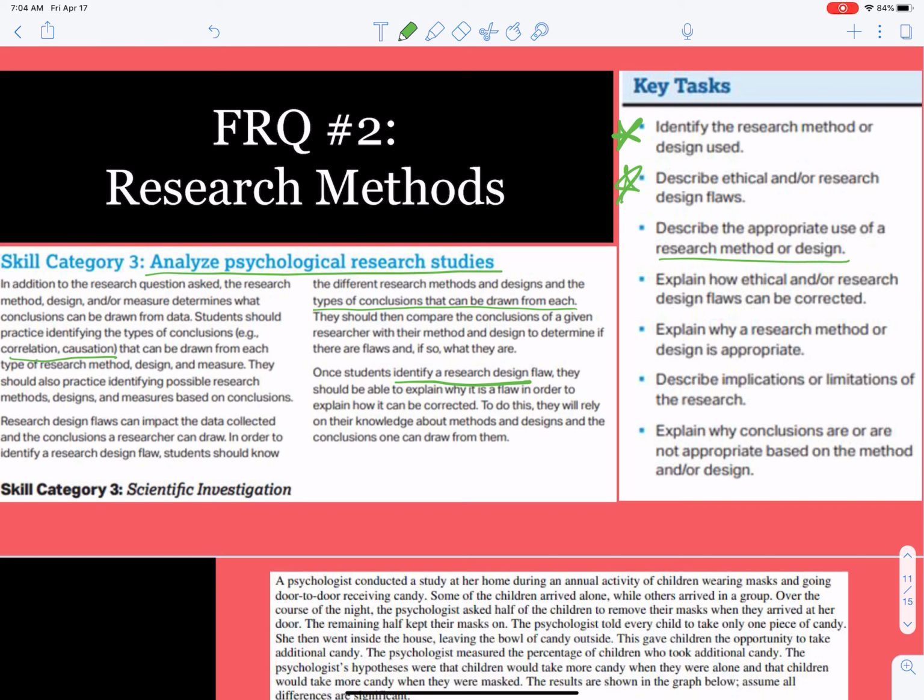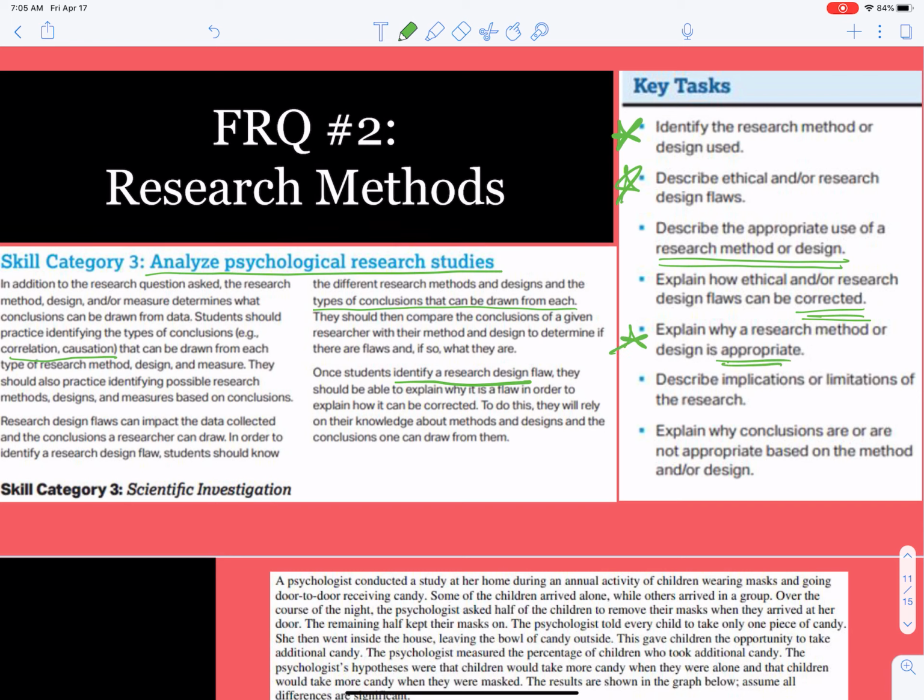Did the researchers choose the correct method or design their research appropriately for what they're trying to achieve? And how can ethical or research design flaws be corrected? If you find that there was a flaw in the research, how can it be corrected? How can this researcher adjust their study so that we can avoid these design and ethical flaws? Why is a certain research method design appropriate?